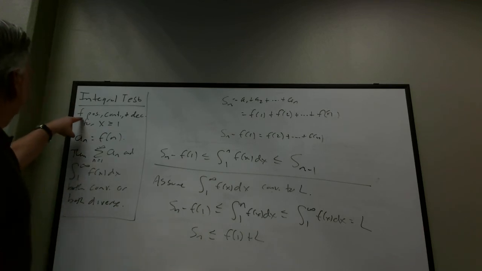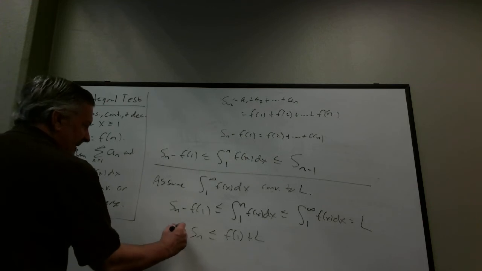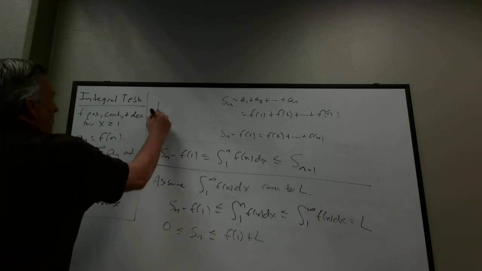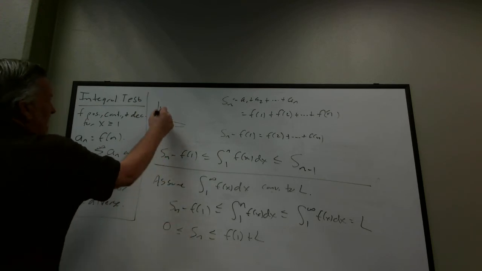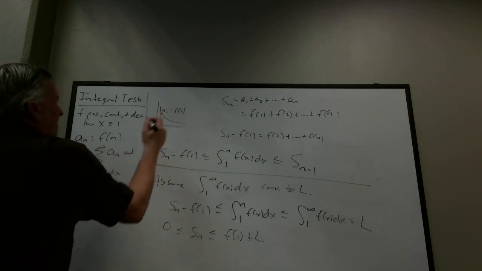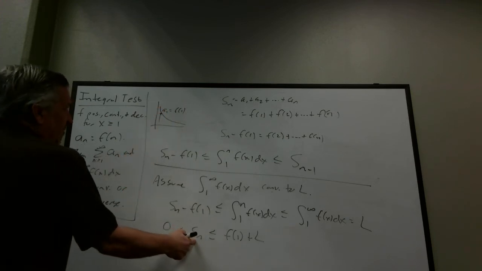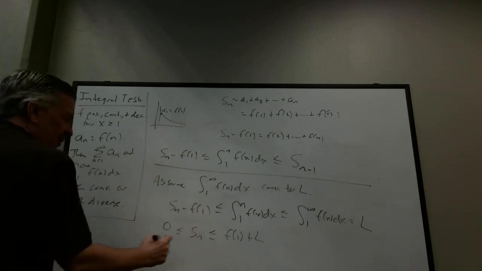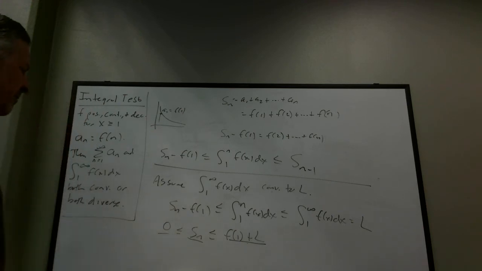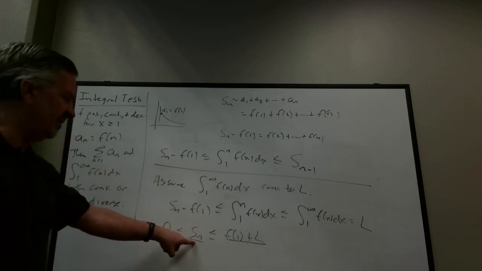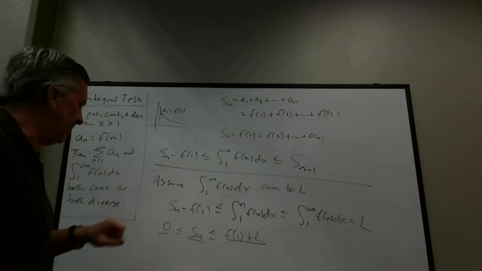Well, remember, f was positive, continuous, and decreasing. So positive is the key here. Isn't Sn always going to be bigger than or equal to 0? We assumed the function was positive, so the first partial sum, a1, which is f of 1, is positive. So s1 is bigger than that, and when you add s1 plus s2, you're adding another positive. So Sn is trapped between f of 1 plus L and 0. In other words, Sn is bounded above by this and below by this.